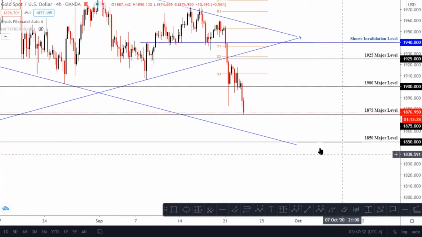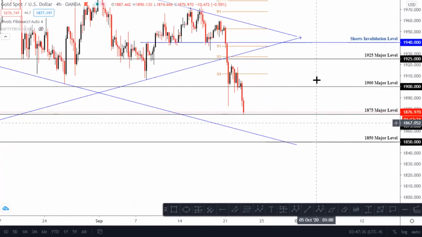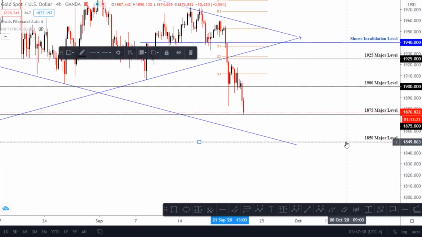So probably 1850 will hold. Once 1850 holds, markets will start coming back higher. But again, this is a trade for next week, probably even late next week. So this trade is done.